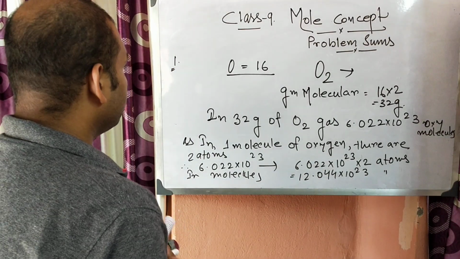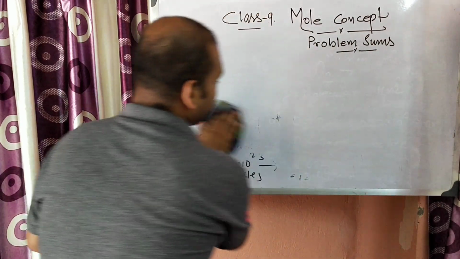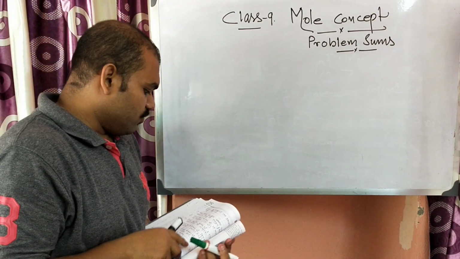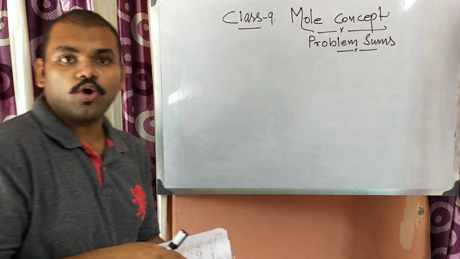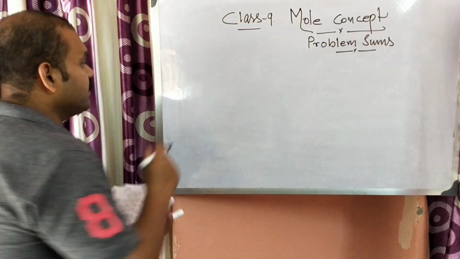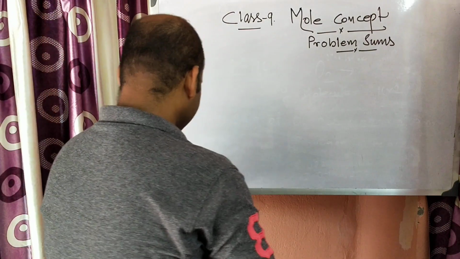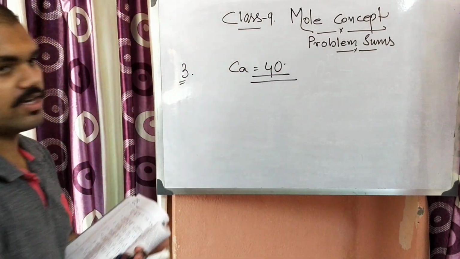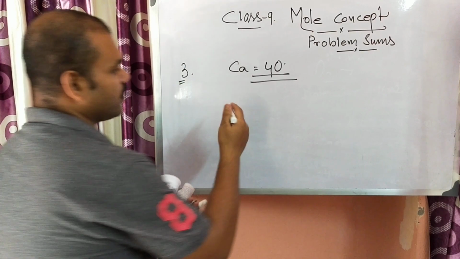Next sum is, again I am dictating, you just listen carefully, or you can write it in your copy also. Find out the mass of 10 mole of calcium. So what is the molecular mass? Atomic mass of calcium is 40. So its molecular mass is also 40, because in one molecule there is only one atom. So 40 gram.